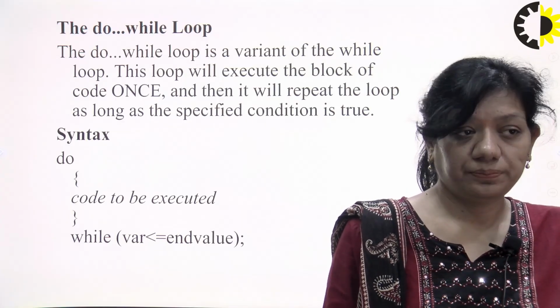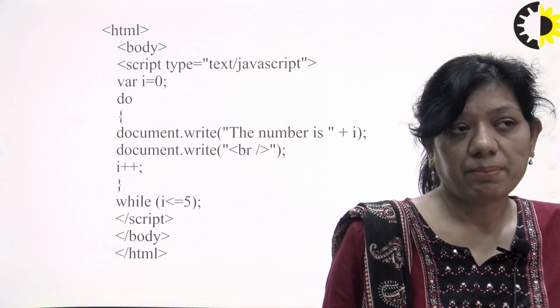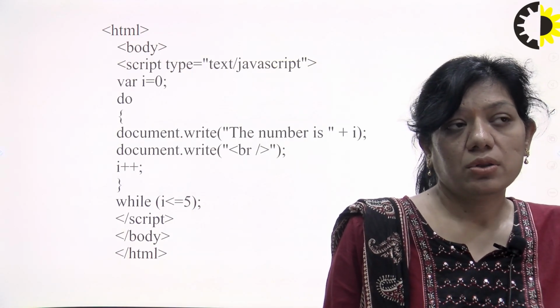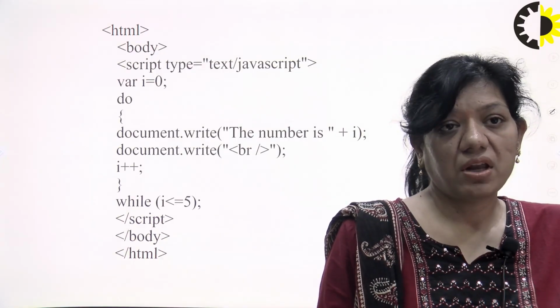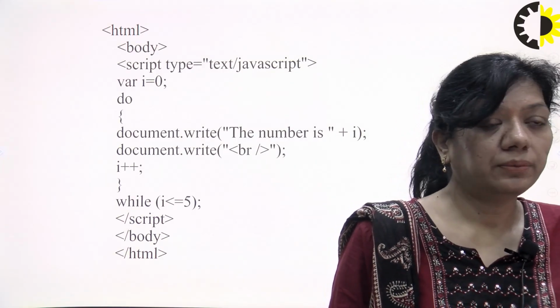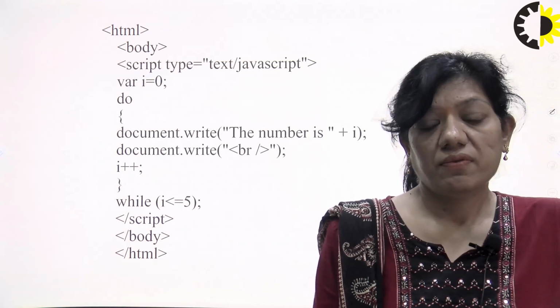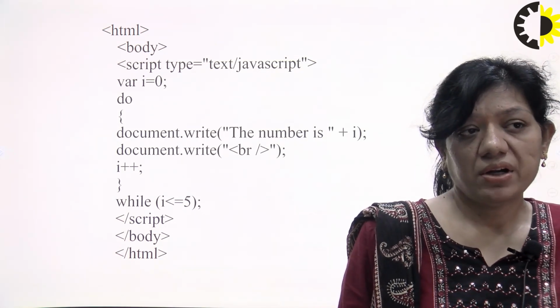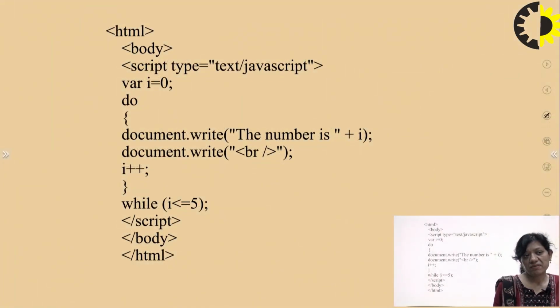This is the same example I am going to take in the do while loop. So here I have initialized again the value of i as 0, and I have written the word do. Here I have written document dot write number is i. So firstly the value of i would be printed as 0, and then the value of i would become 1. After that, condition check: 1 is less than or equal to 5, condition true, value would be printed. So 5 times this loop will work.